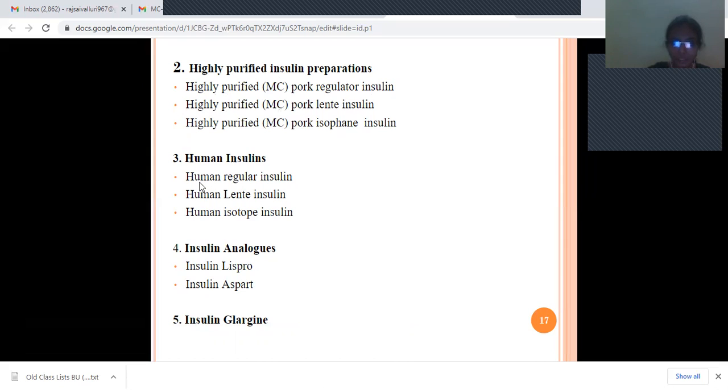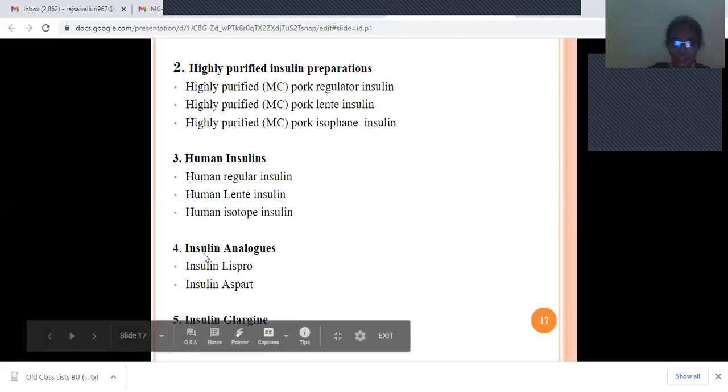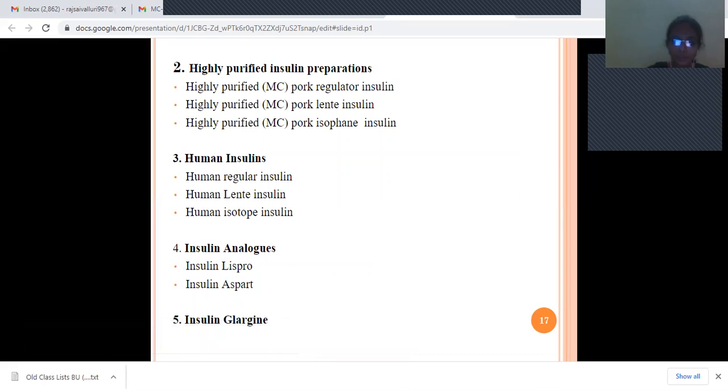Next, the third one is human insulins. These are of three types: human regular insulin, human lente insulin, and human isophane insulin. Next one is human analogs, that is, insulin lispro and insulin aspart. Next, the fifth one is insulin glargine.